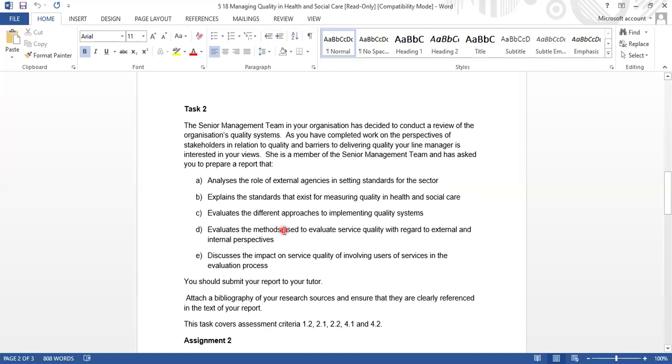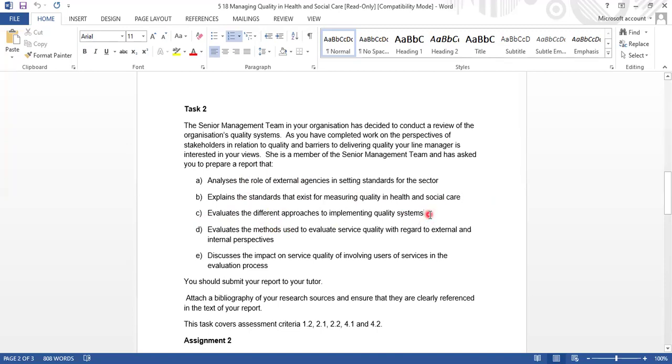So CQC, what does CQC do? Anything to do with quality. Yeah. So quality standards should be there. Explain the standards that exist for measuring quality in health and social care. So here we are just explaining the standards that exist. Here, the first one you're talking about the role, and the second one you're talking about which ones they are. The third point would be to evaluate the different approaches to implementing quality systems.